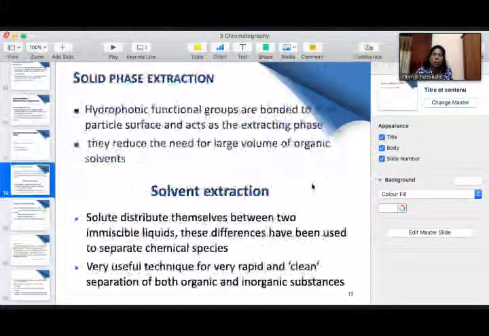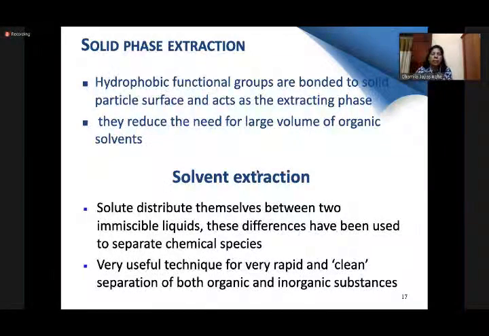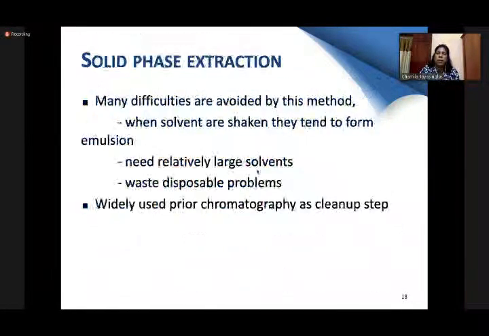Right. So let's finish this one. Solvent extraction is a very useful technique for very rapid and clean separation of both organic and inorganic substances. Then solid phase extraction, many difficulties are avoided by this method.